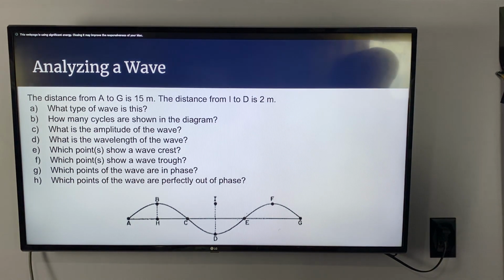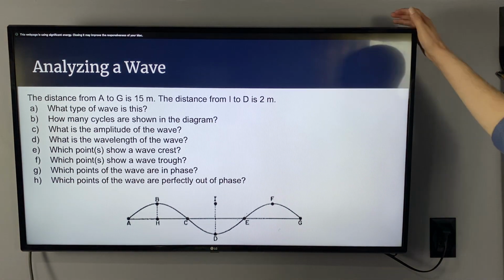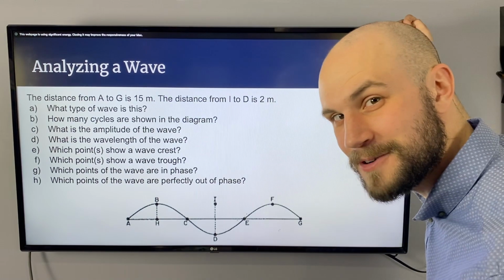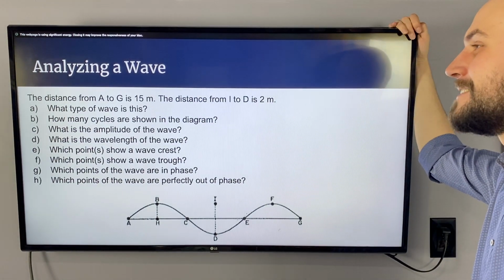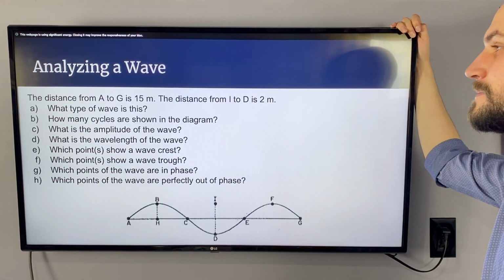This is a very standard physics thing to do. Yes, this is one question, but there are eight parts to the question. You see that a lot if you continue your study of physics.